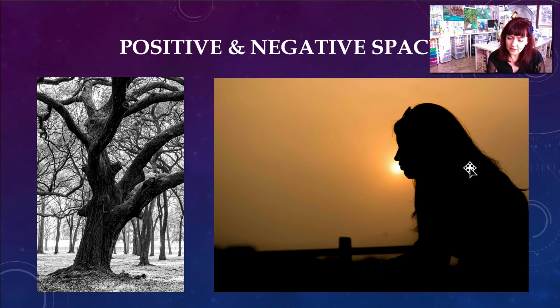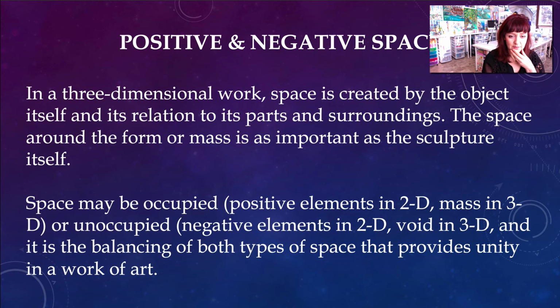In this picture, the girl and all this black area are your positive, and everything behind her is negative. In this picture, the tree and all the branches in the background, those are your positive space, and any area, the white and lighter color area in between, those are your negative space. So here's a good description of positive and negative space.